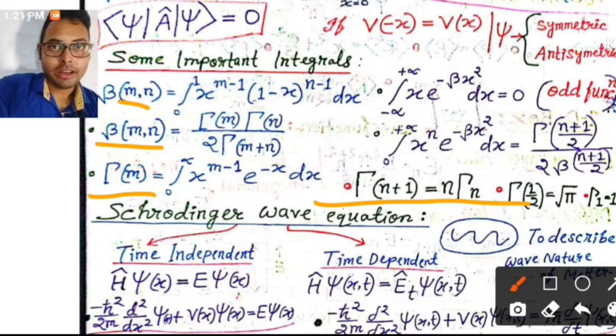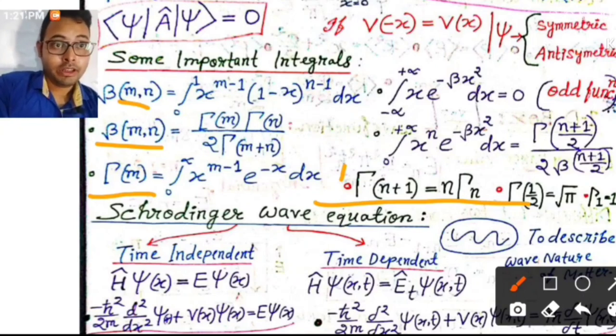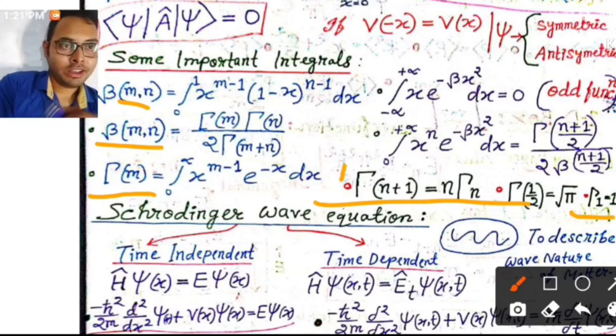Okay, in the case of integers, this is not the case; this applies to half integers, like 1/2, 3/2. For half integers, gamma(n plus 1) equals n gamma n. But in the case of integer values, gamma n is equal to (n minus 1) factorial. Okay, like this, gamma 1 is equal to 1.